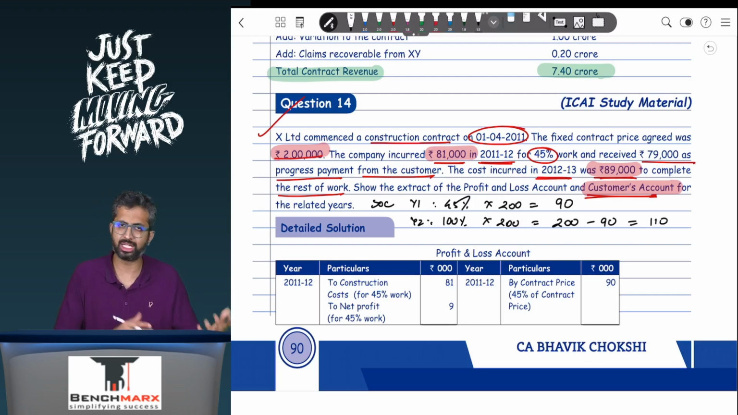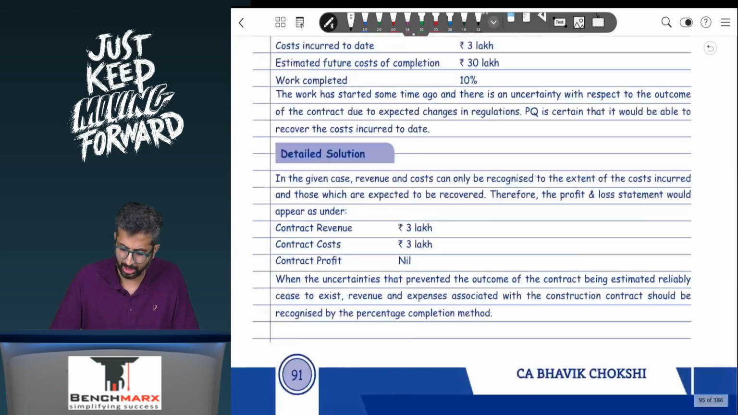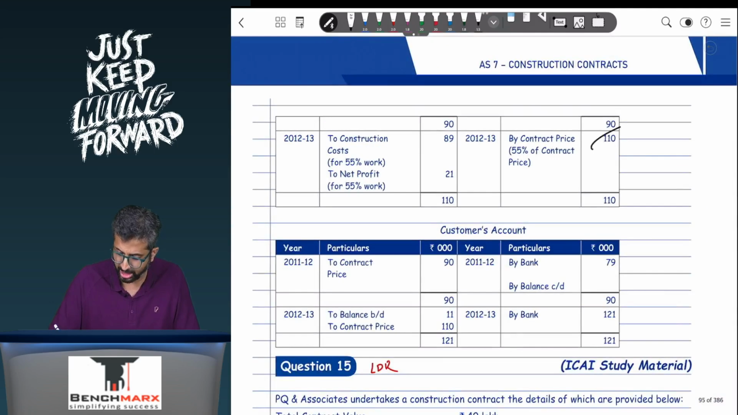Cost to be incurred is 81 in the first year, 89 in the second year. So this is 90 in the first year, 81 is the cost, 9 is the profit. In the second year, 110 is the revenue, 89 is the cost, 21 is the profit. You just have to prepare it in the P&L format. You can even do it vertically or horizontally. ICAI has done it horizontally.